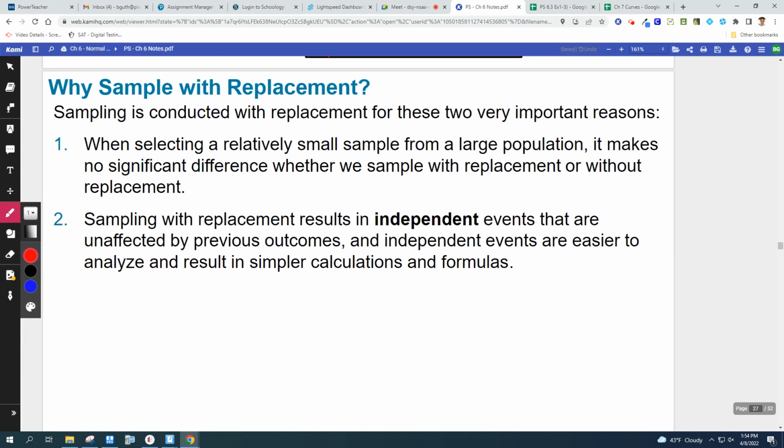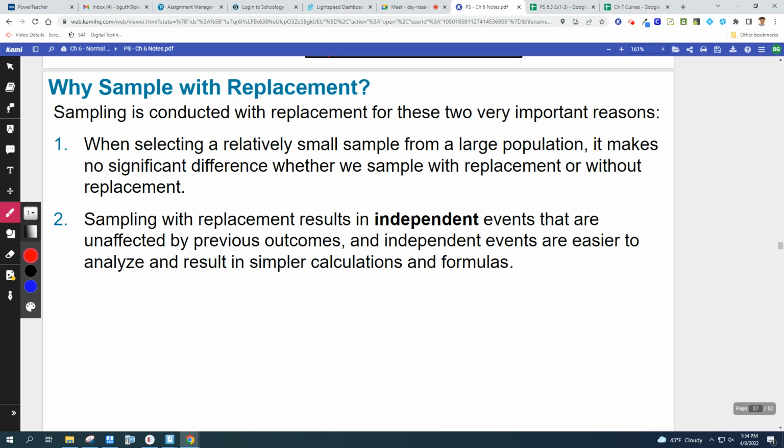Why sample with replacement? Sampling is conducted with replacement for these two very important reasons. When selecting a relatively small sample from a large population, it makes no significant difference whether we sample with replacement or without replacement. To me, that reads like a contradiction. It seems like that statement completely contradicts above. So I guess they're saying if it makes no significant difference, we might as well, in my opinion, because of the second one.